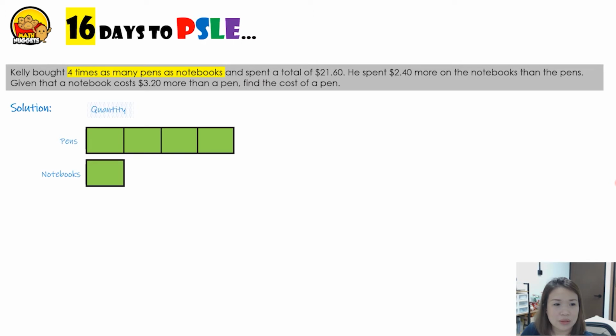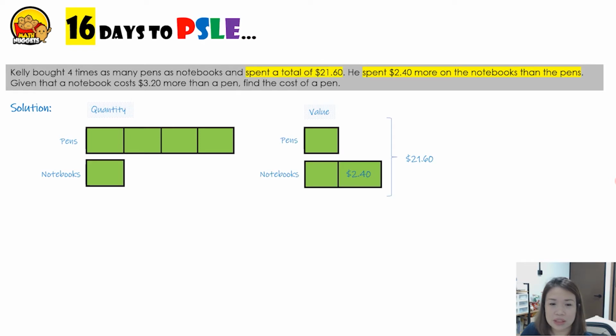So this is what is going on here: the quantity given is 4 times as many pens as notebooks. And in dollars, we're given that the total amount spent is $21.60 and the amount spent on the notebooks is $2.40 more. Now let's find out the amount spent on the pens as well as the notebooks.